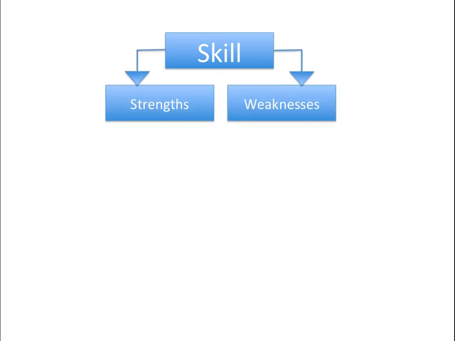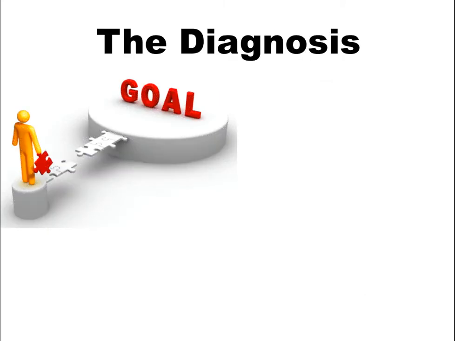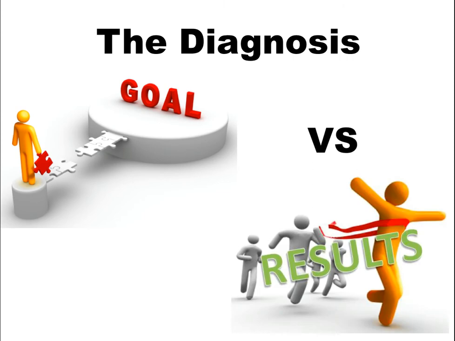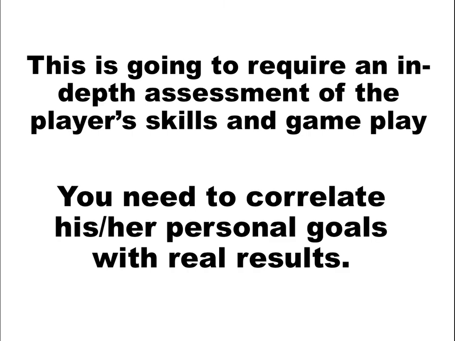And in summary, we have skill, so we have our player's strengths and we have their weaknesses, and we must understand both. So we must assess both. And how we do this is through diagnosis. So we understand the goal of the player, of course, and then we understand that there's different results. So the goal are the results that the player is getting, does that match the results or the goal that the player has to achieve? This is going to require an in-depth assessment of the player's skills and game play. So we need to correlate his or her personal goals with real results.